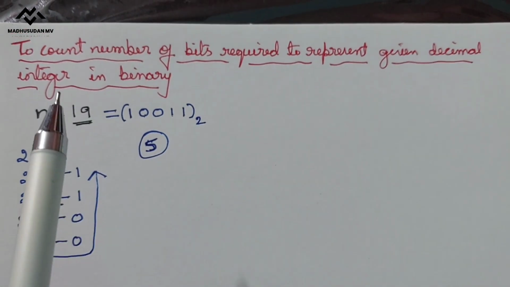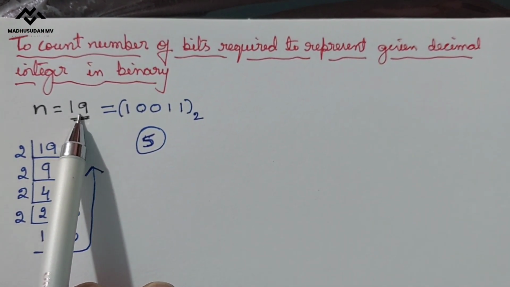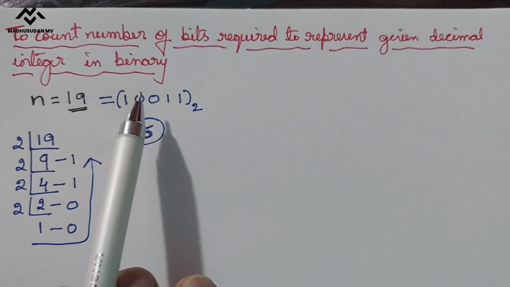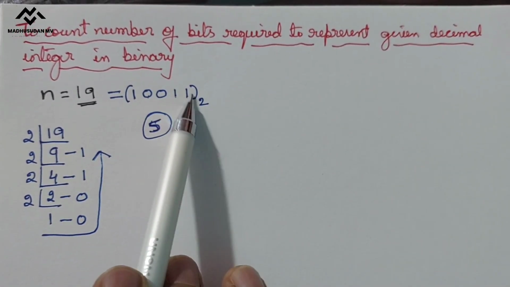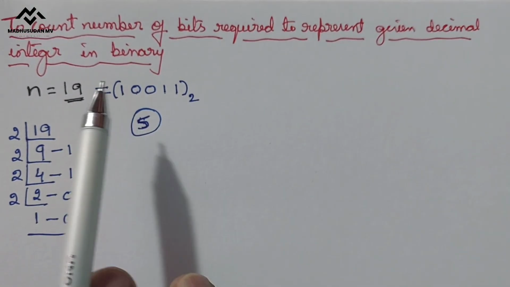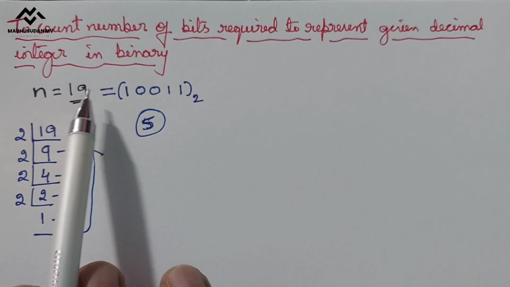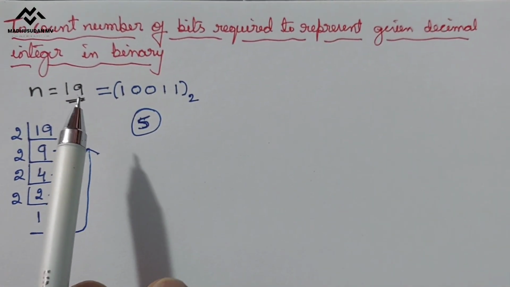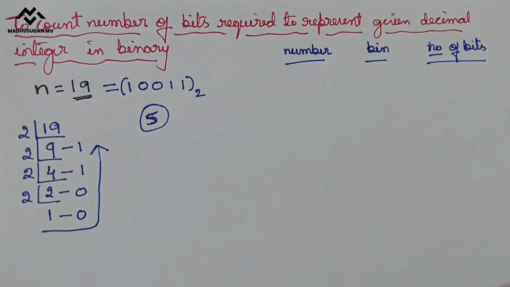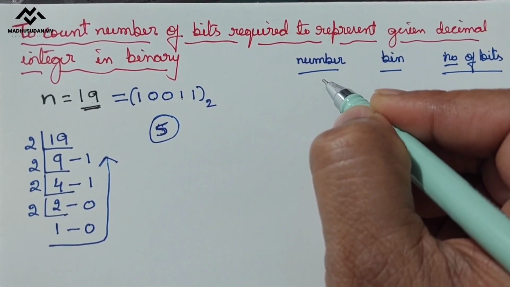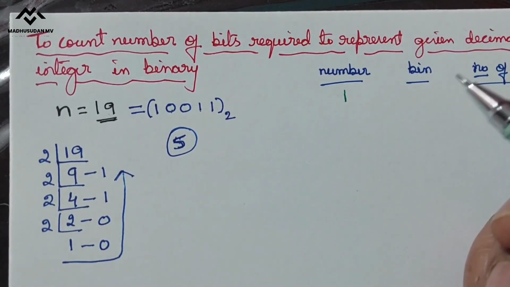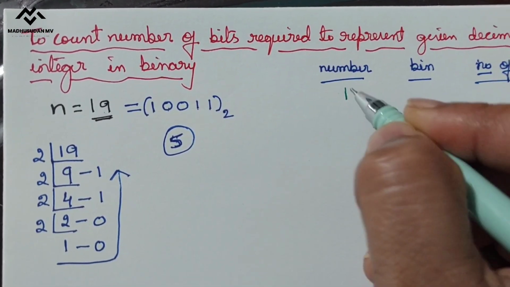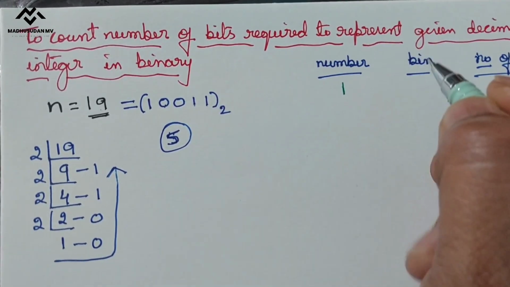So in order to represent the given decimal integer in binary, we need 1, 2, 3, 4, 5 bits. 5 bits we need to represent decimal integer 19 in binary. This is what we need to do. Now suppose the minimum number we have to take is 1. This is in decimal, and this is in binary.